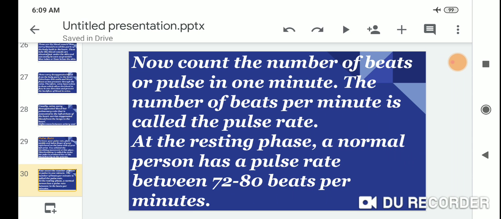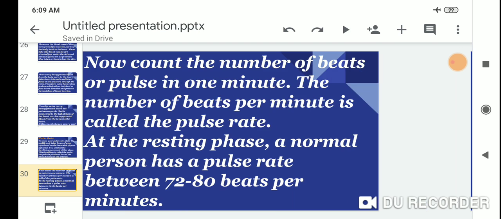Now count the number of beats of the pulse in 1 minute. The number of beats per minute is called the pulse rate. At the resting phase, a normal person has a pulse rate between 72 and 80 beats per minute.